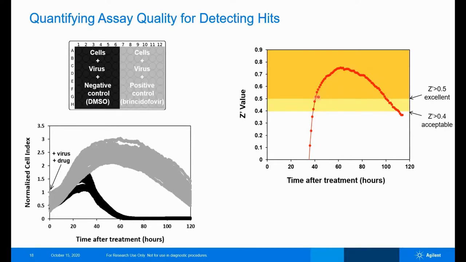Now notice that the Z prime score becomes excellent right around 40 hours. Here at 40 hours is when the positive and negative data sets begin to separate out from one another. In other words, this is the time point where we can begin to have a lot of confidence in the ability of this assay to differentiate between what is and is not a hit.